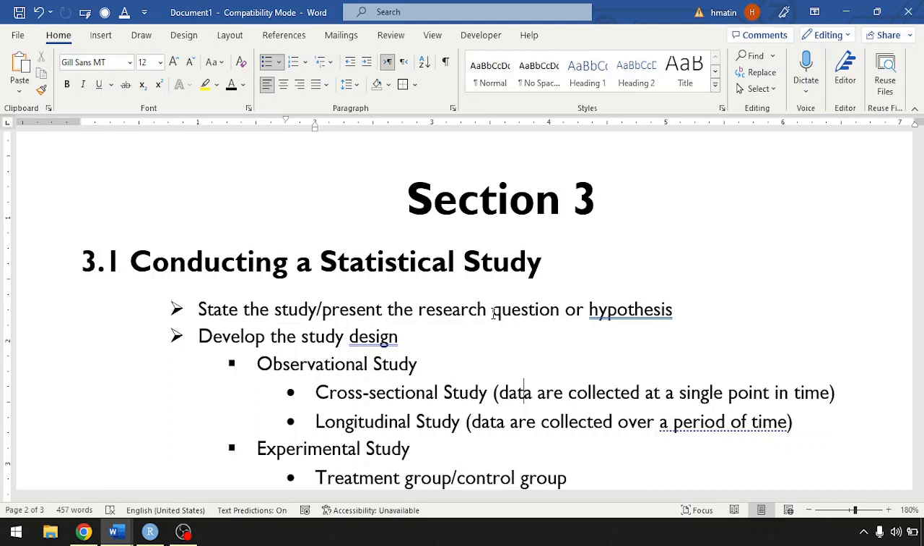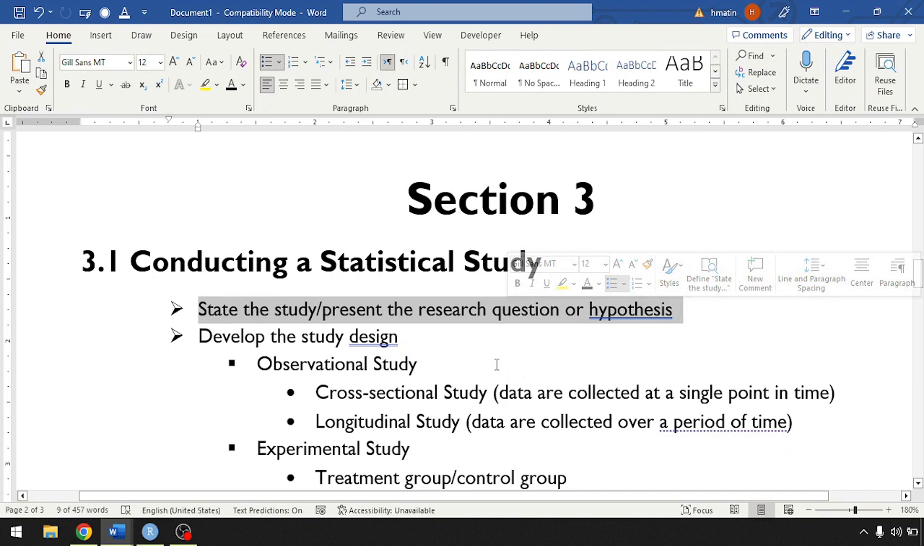Or you can actually hypothesize it by saying that there is a good or bad impact of unemployment rate on social prosperity, social well-being. So remember that any study starts with a research question or hypothesis.